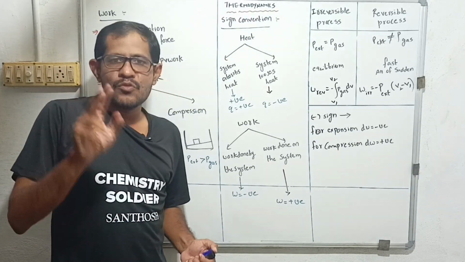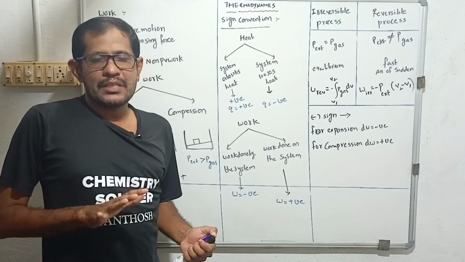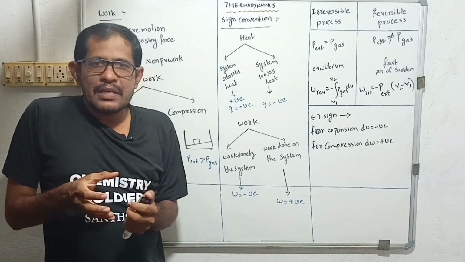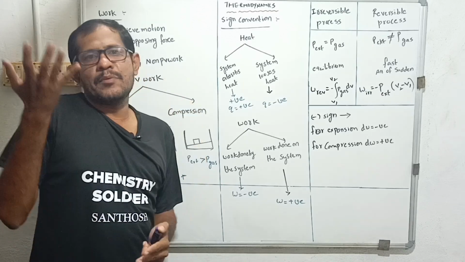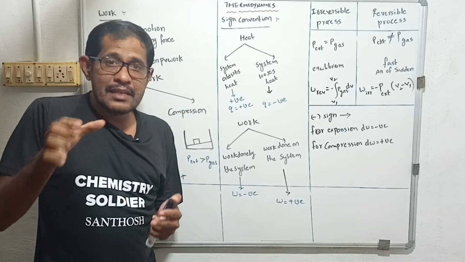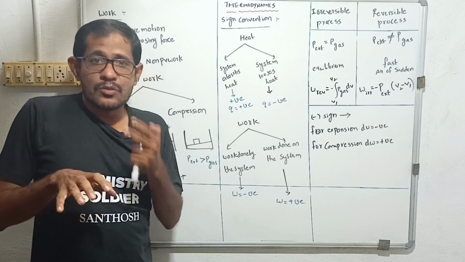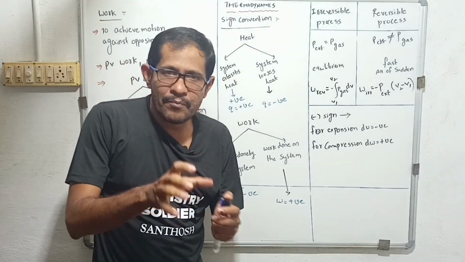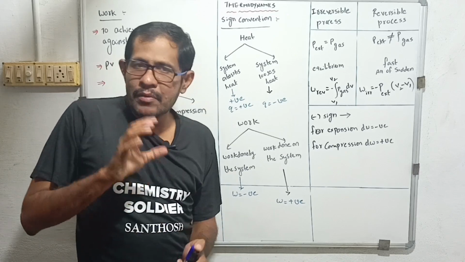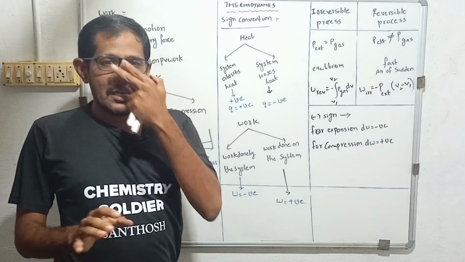PV work is just two types, expansion and compression, right? Expansion: if P inside the gas is more than the external pressure, expansion happens. If P external is more than the pressure inside, then compression happens. Then coming to the sign convention, if a system gains energy, positive will come. If a system loses energy, negative will come.